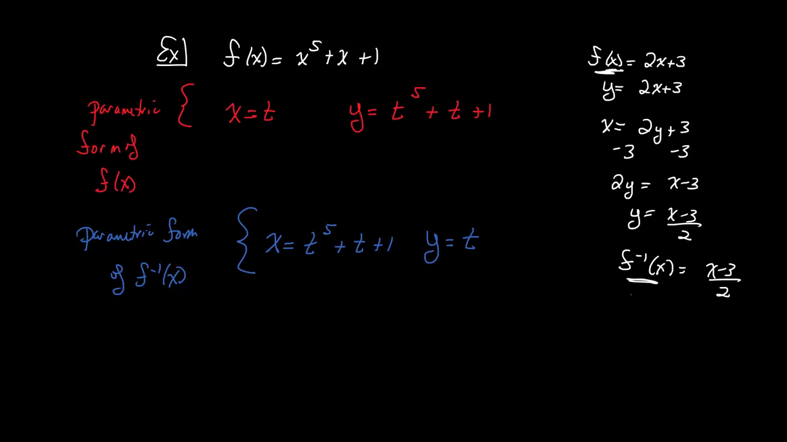And we do see that these are inverse one-to-one functions. But this would be very, very tough for us to solve in terms of y, almost impossible by hand. But now using parameters, we can do this relatively fast.